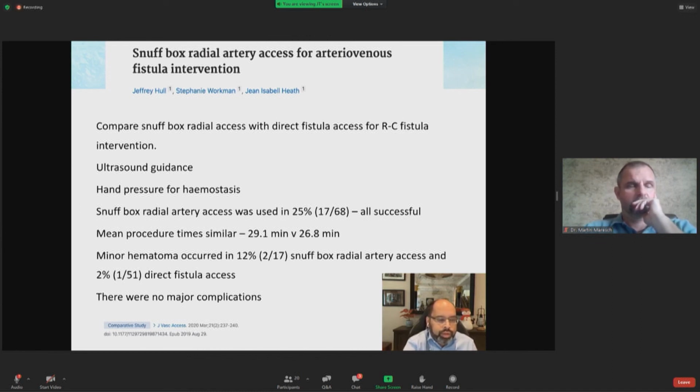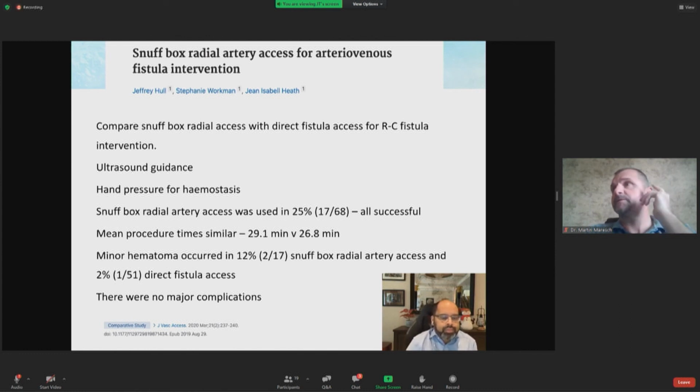So while looking through the literature before this talk, I found this article from the US, where they had reported their experience with the snuffbox distal radial artery access. They compared this with direct fistula access. They used ultrasound guidance for all their punctures, and I think that is a good idea. They only used hand pressure for hemostasis. I'm not sure if that's a good idea.